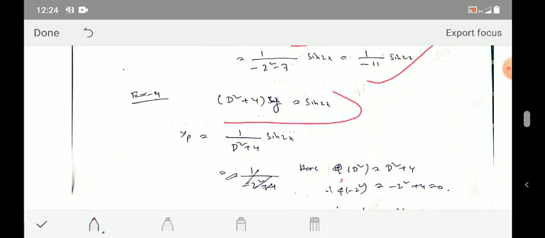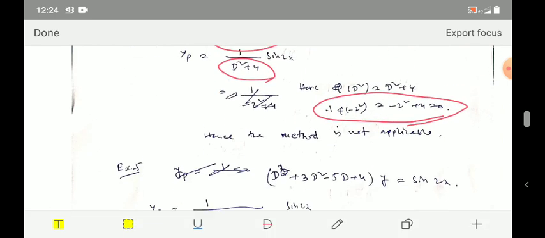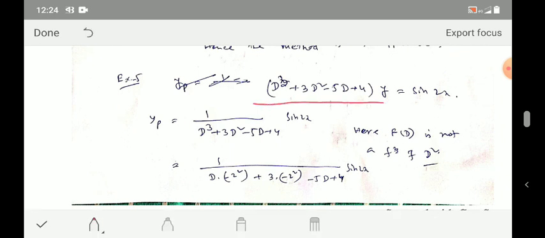Here I consider this problem, D square plus 4y equal to sin 2x. Here if I replace D square by minus 2 square, then the denominator becomes 0 actually. The denominator becomes 0. Therefore this rule cannot be applicable in this case. I am considering the third example where f of D is not a function of D square.